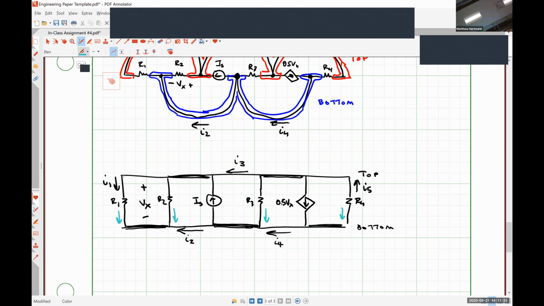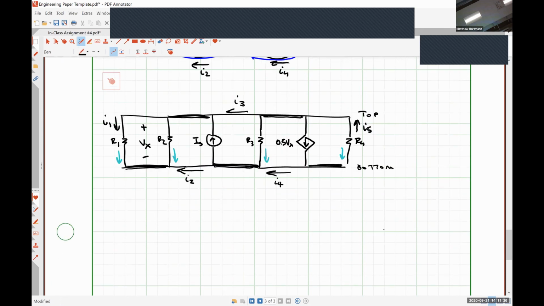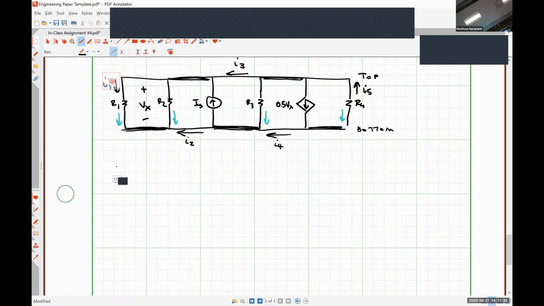All right, I'm going to write an expression, Kirchhoff's current law at the top node, with currents leaving being positive. So how am I going to express the current that's flowing down through resistor R1 in terms of that common voltage Vx?